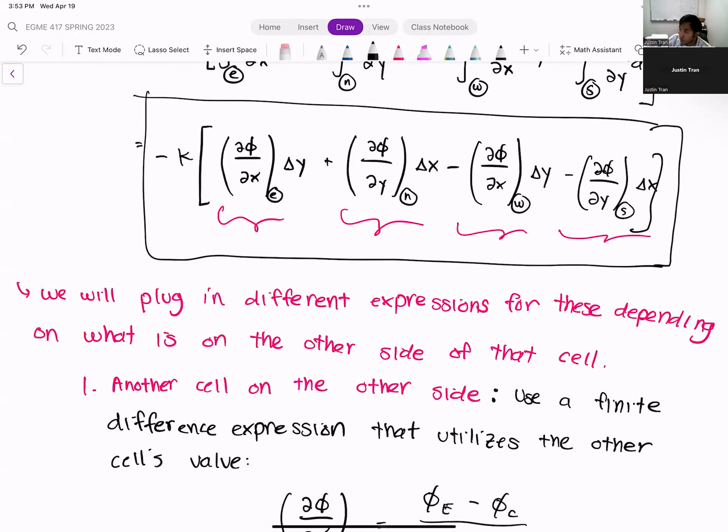Once you apply this to all 4 of those derivative expressions, essentially what you've done is evaluate all 4 of the finite volume integrals. Then you combine them all together, and that combination gives you the algebraic equation for that cell.